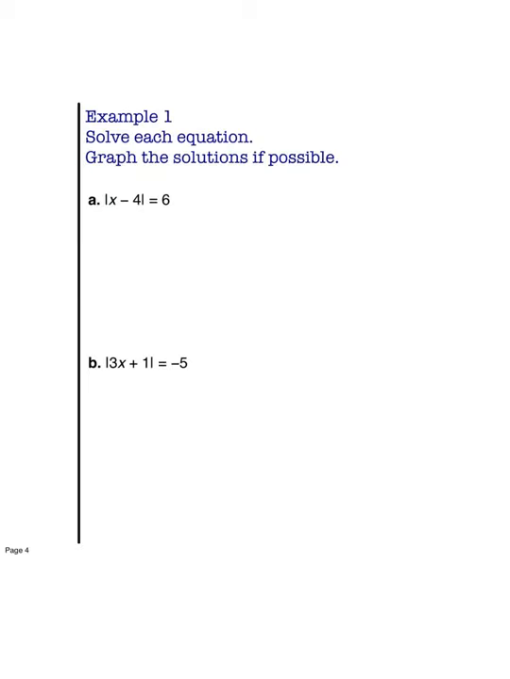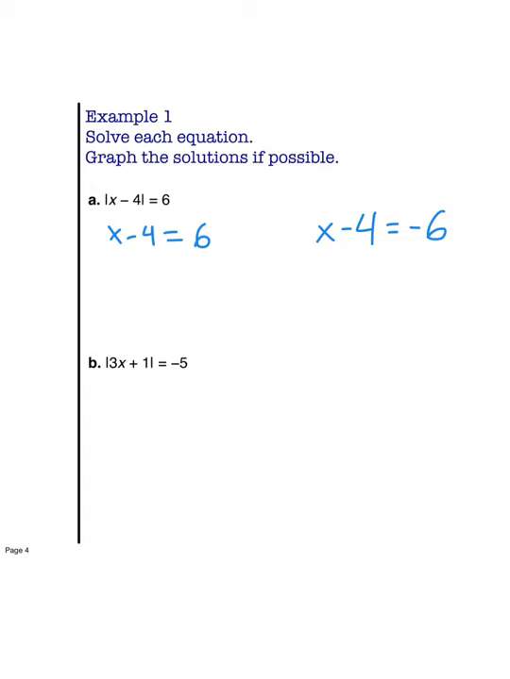All right, so our first example, we have the absolute value of x minus 4 equals 6. So what's inside that absolute value could be either 6 or -6, because I know that the absolute value of -6 is equal to 6. So I'm going to start by setting up two equations. My first equation is just going to be x minus 4 equals 6. And then my second equation is going to be x minus 4 equals -6. All right, I have my two equations set up. Now I can solve for x.